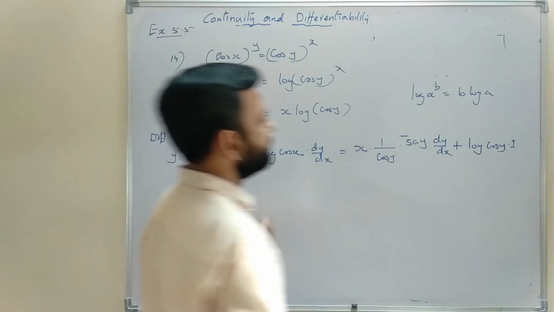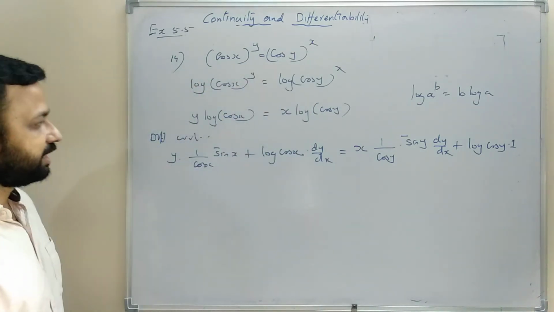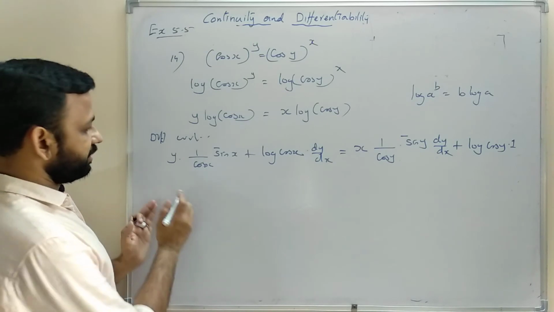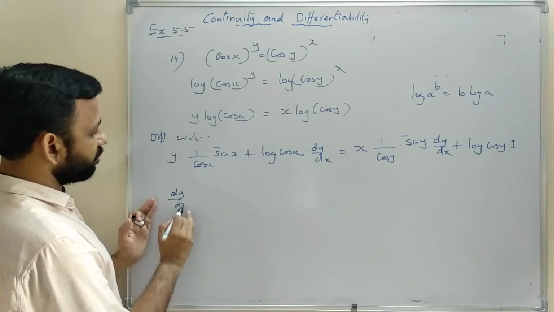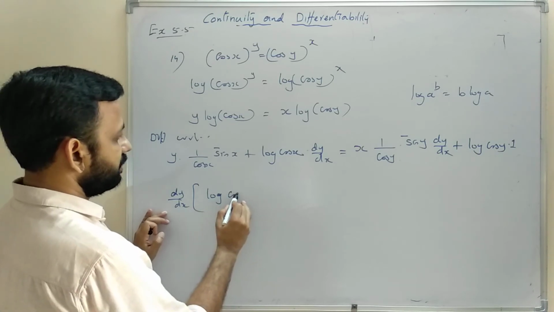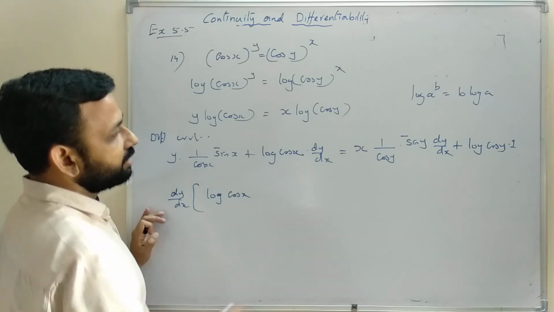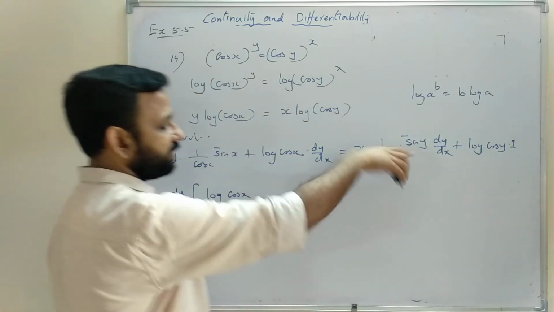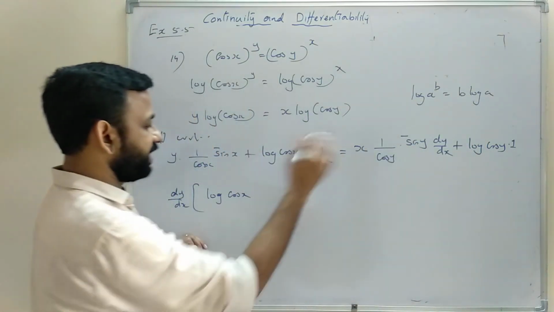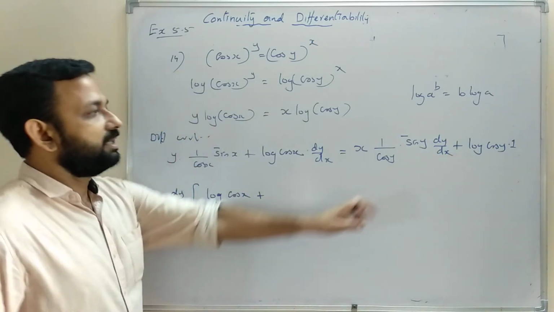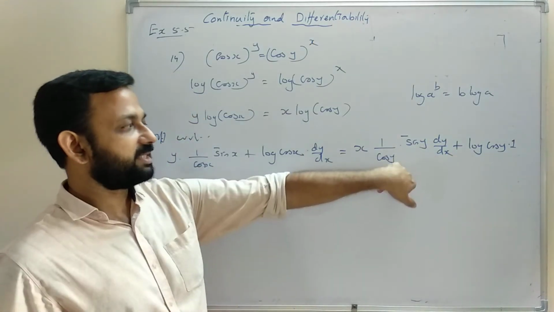Now we have to take the terms containing dy by dx on one side. When we take dy by dx common, we will get log cos x. Then we can take this term from right to left. Here the minus sign is there, so when we take it from right to left it becomes plus, with dy by dx outside, then sin y divided by cos y, that is tan y.